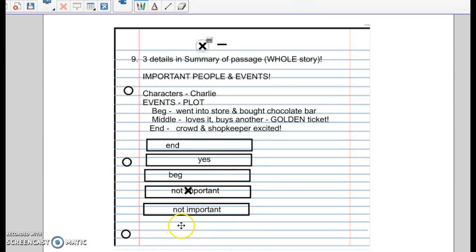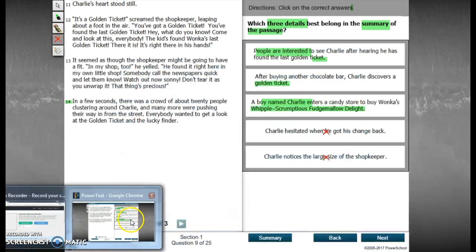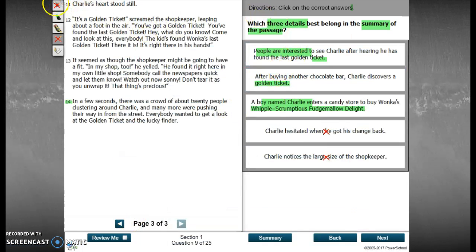So if you just summarize and ask yourself what is important. It said we needed to keep 3 details. Those first 3 seem pretty important. You've got your beginning, middle, and end. You've got your main character. So that would be our best 3 answers. That is it for number 9.